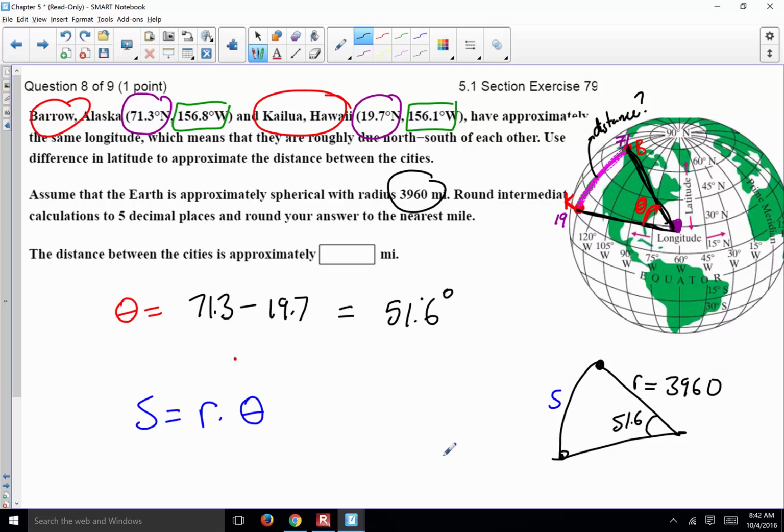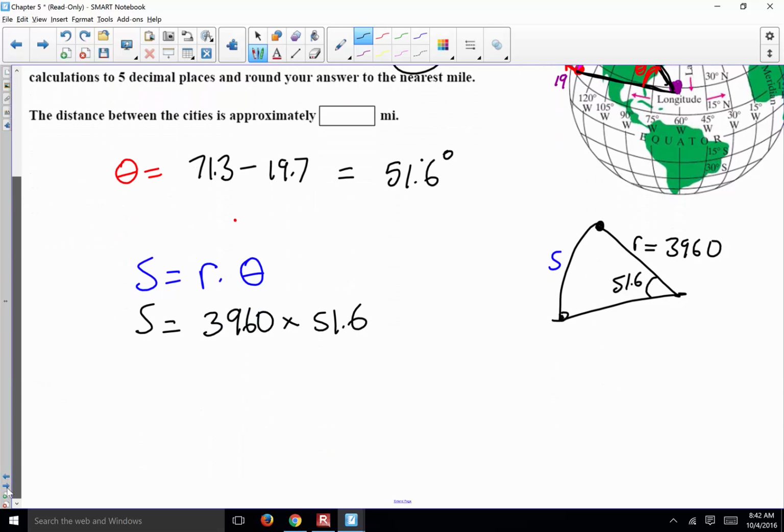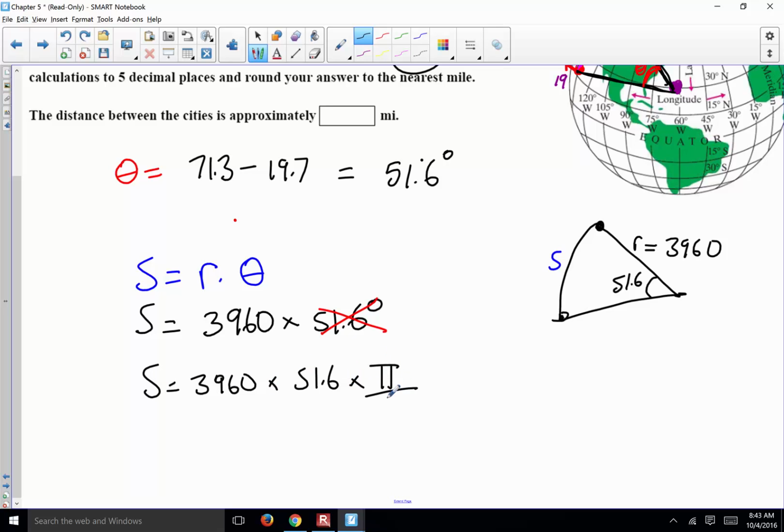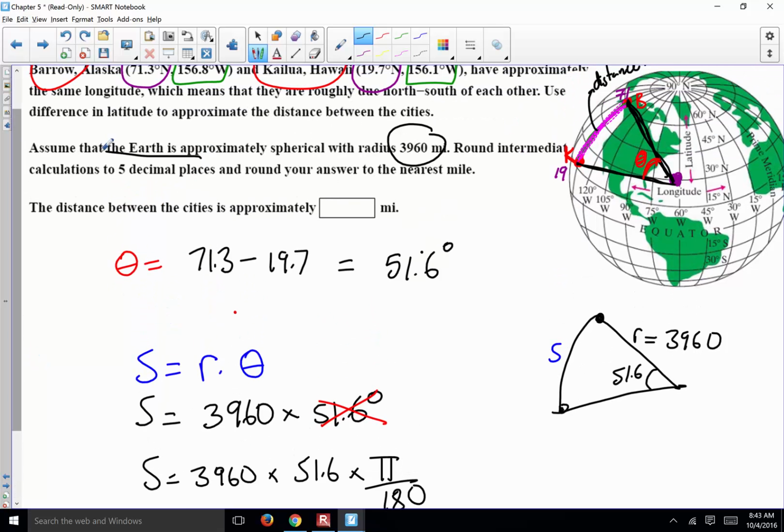The radius is 3,960 miles. So the distance between Hawaii and Alaska is 3,960 times the angle 51.6. Right, this is in degrees. That's not acceptable. We need to change that into radians by multiplying 51.6 by pi over 180. Now this is correct. Somebody needs a calculator, I think. And we need to approximate this to 5 decimal places.